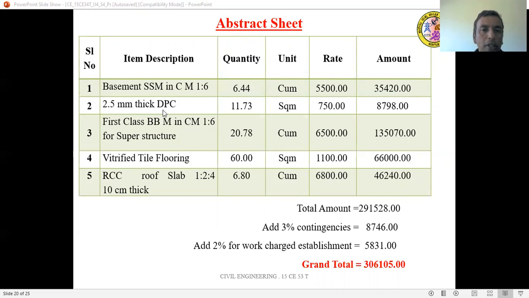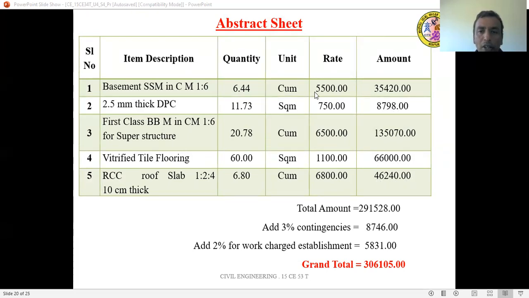Similarly, calculate the 2.5 centimeter thick DPC. The quantity already calculated is 11.73. The unit is square meter. The rate will be 750.00. Multiplying 750.00 by 11.73, the total amount of this 2.5 centimeter thick DPC is equal to 8,798. Similarly, the brickwork cost is equal to 1,35,070 rupees. Similarly, calculate vitrified flooring as 66,000 rupees. Similarly, calculate RCC roof, which is equal to 46,240 rupees.